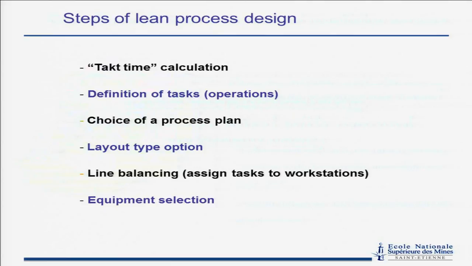What is lean manufacturing? Steps for lean process design in manual assembly line. First step, takt time calculation, cycle time calculation. Second step, definition of task or operation. Then choice of process plan, choice of layout, line balancing, assignment of task to workstations in an optimal way, and at the end, equipment selection.